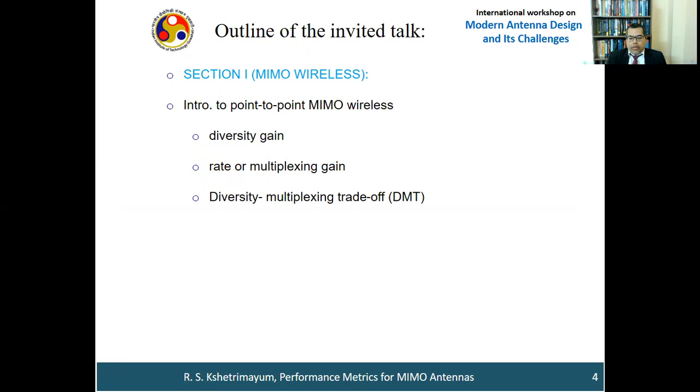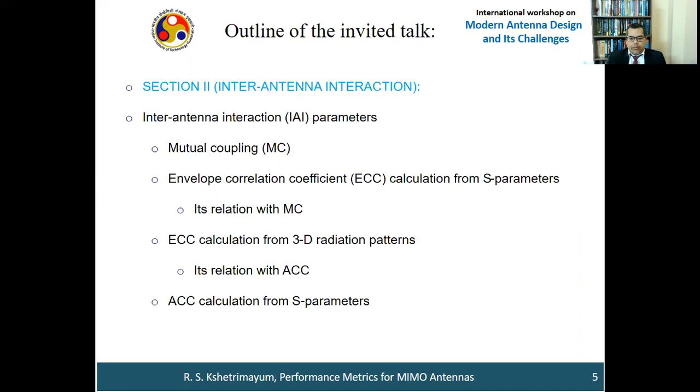Here is the outline of the invited talk. I'll first introduce you to MIMO wireless communications. This background is actually needed for analyzing MIMO antenna performance in MIMO wireless communications. So we'll introduce you to point-to-point MIMO wireless, where I'll discuss diversity gain and rate of multiplexing gain. Then there's a trade-off between these two, which is called the diversity multiplexing trade-off.